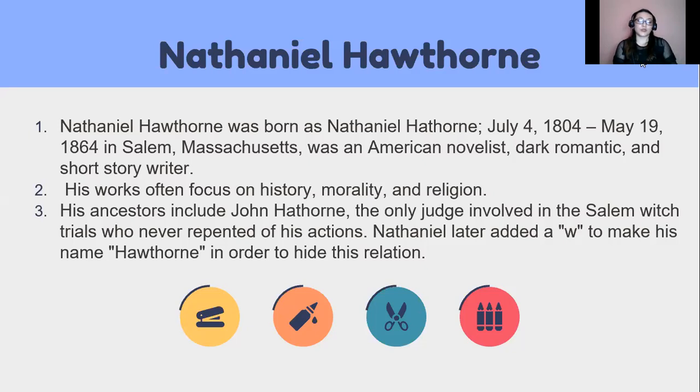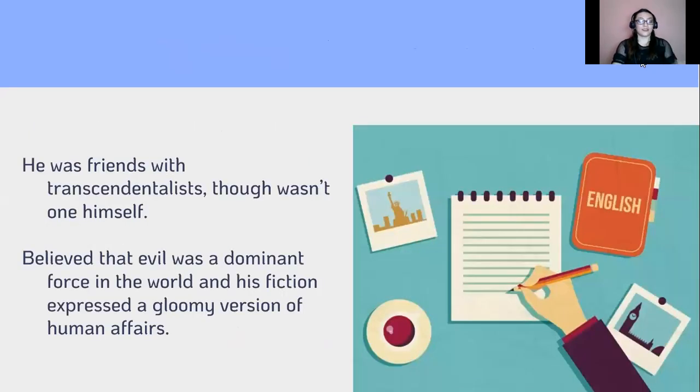He tried to hide it at some point, right? So this is Nathaniel Hawthorne. Salem. Let's remember that. Nathaniel Hawthorne, Salem. He was friends with transcendentalists, but he was not part of the transcendentalist movement. So it's basically that he respected what they believed, but he didn't share it with them.